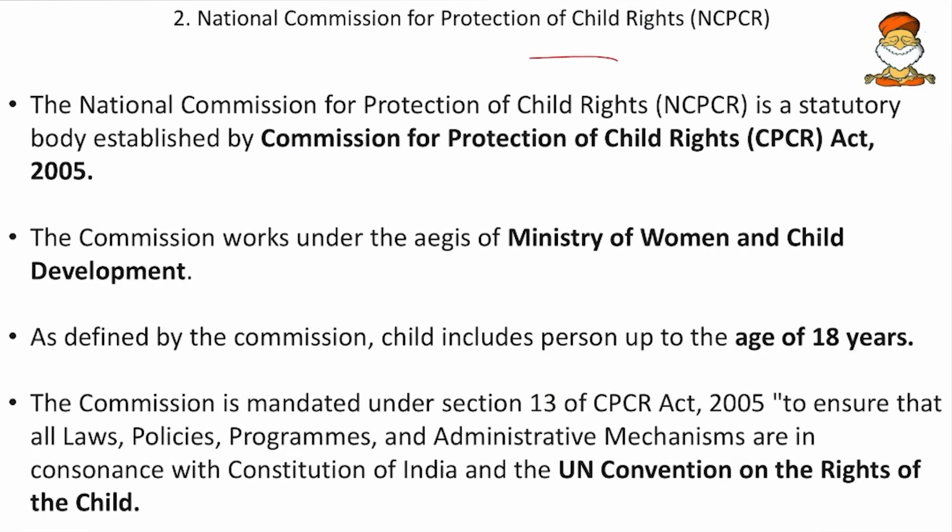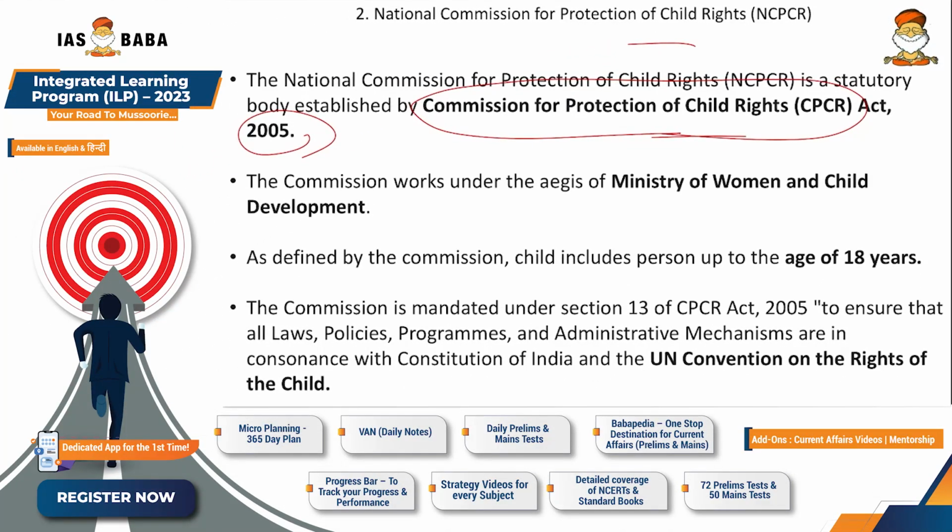And then the National Commission for Protection of Child Rights. So this commission was established by the Commissions for Protection of Child Rights Act 2005. So remember the parent law under which it is established. Then the commission works under the aegis of the Ministry of Women and Child Development. So this is an obvious fact. Then as defined by the commission, child includes persons up to the age of 18 years. So mark this 18 years as important because recently we have changed that.